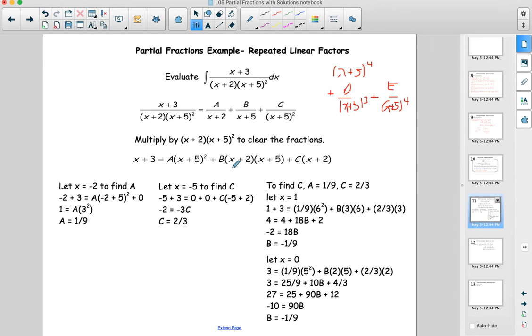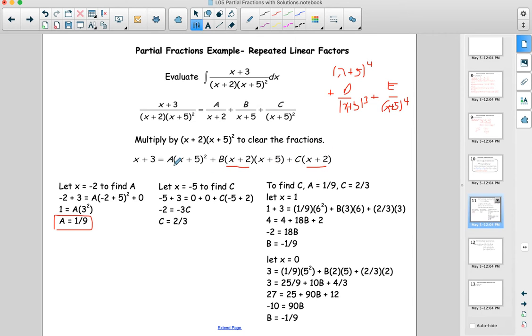Well, if we let x be negative 2, this will go and this will go, and then I'll be able to find a. So let's start there. Plug in negative 2 for x. Negative 2 plus 3 becomes 1. Then we're going to have a times negative 2 plus 5, and we need to square that, and the other two pieces become 0. That becomes 3, and if you square 3, you get 9. So a is 1/9. I'm going to leave b till the end because it's dependent on two distinct linear factors.